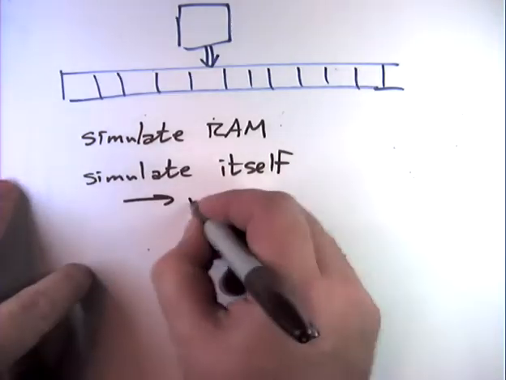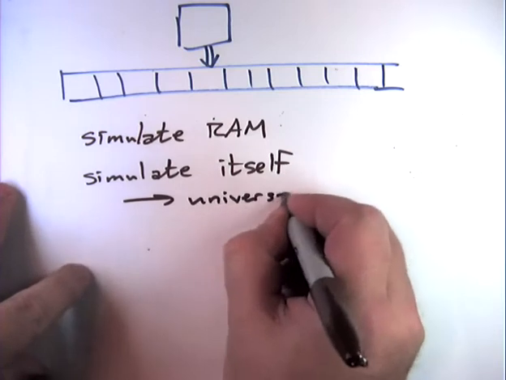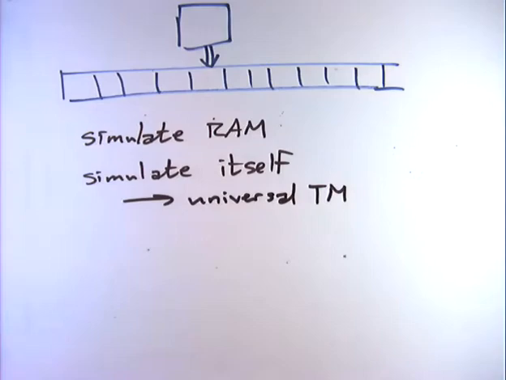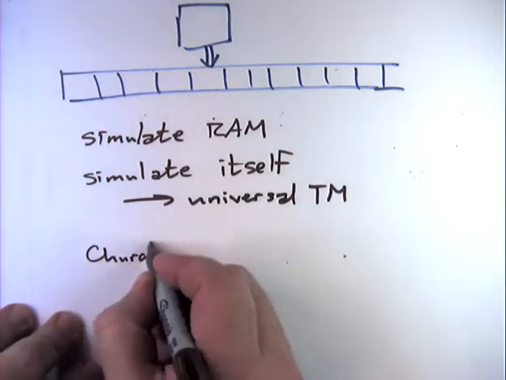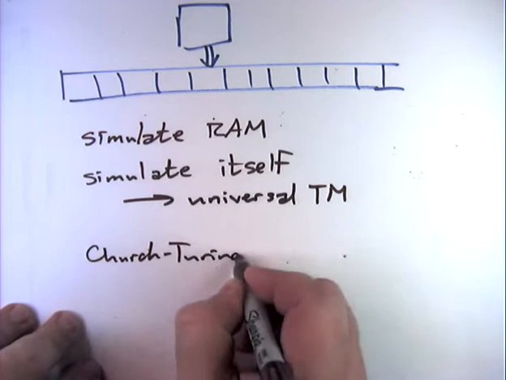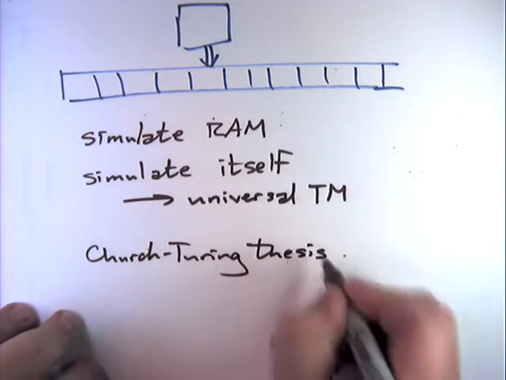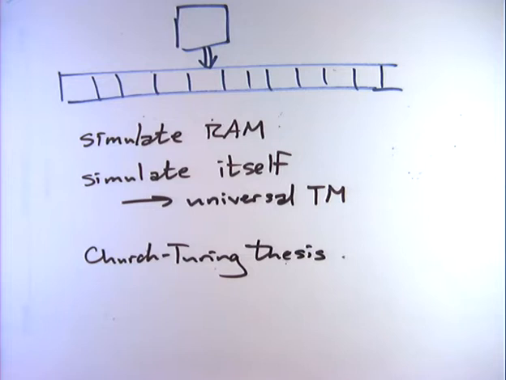So when I say simulate itself, what I really mean is I'm going to describe, or at least sketch, how to build a so-called universal Turing machine. That is, I'm going to show you a single Turing machine that in principle can do everything that any Turing machine can do. And therefore, by something we like to call the Church-Turing Thesis, I'm going to show you, again sketched, a single Turing machine that can compute anything that can be computed.